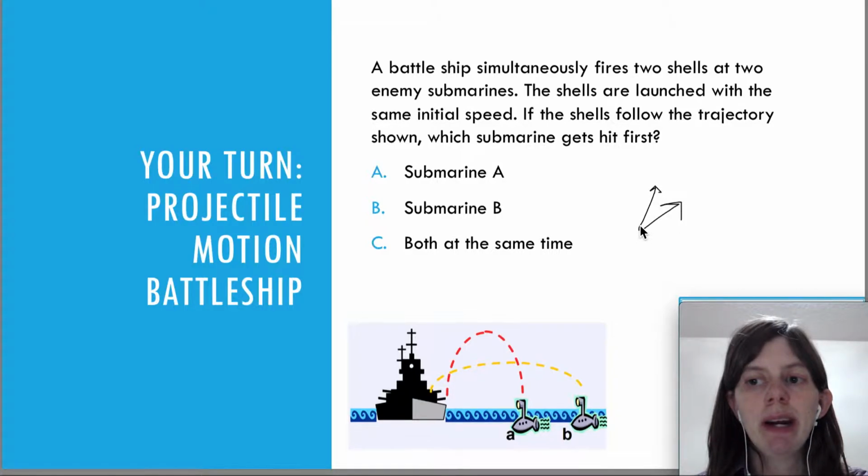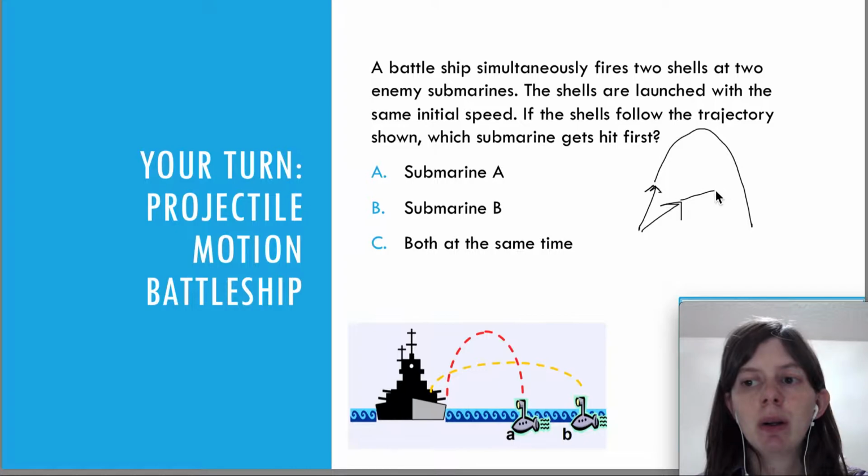So the length of the arrows are the same. The speed is the same, but the direction is not. If the shells follow the trajectory shown, which submarine gets hit first? So the idea is that the red one goes up higher, but the yellow one goes further. So you may be tempted to think, well, both at the same time, but that tends to be the answer to a lot of these questions. But actually, that's not the answer. The answer is actually submarine A.